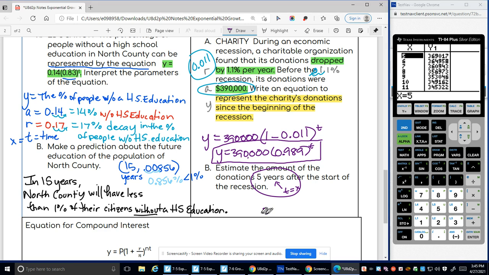We are looking at donations of approximately 369,000. And are we talking about dollars? We are, because y is, yeah. And let's see, maybe $17 too. You can say it like that. And there we go.